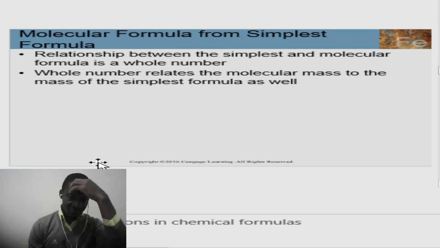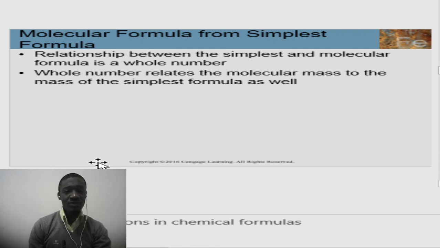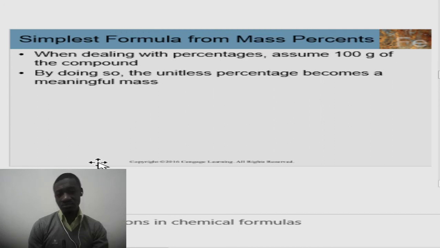So the molecular formula from simplest formula. So it's basically using the simplest formula to find the molecular formula. It's just a relationship. You can go forward, backwards. So the relationship between the simplest formula and the molecular formula is a whole number. Hence when we have that whole number, we can work between the two of them. So the whole number relates the molar mass to the mass of the simplest formula as well. So it's a relationship thing, how they connect together. What is the connection between them?